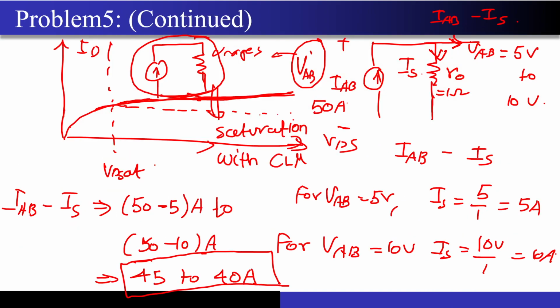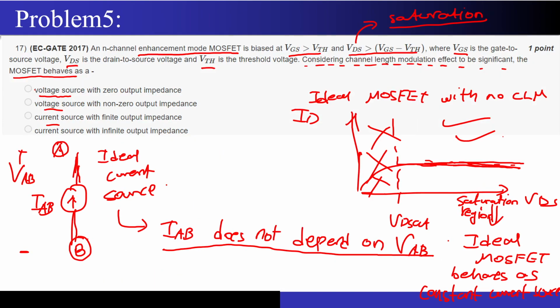We already just proved that it is behaving as a constant current source, but it has a certain output impedance, a certain internal resistance with it. So now it is not behaving as a voltage source, it is behaving as a current source with finite output impedance, because it is operating with channel length modulation. It is not the ideal MOSFET. So this is very much clear to you.